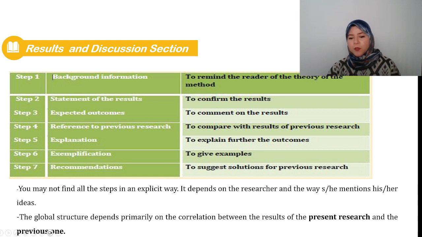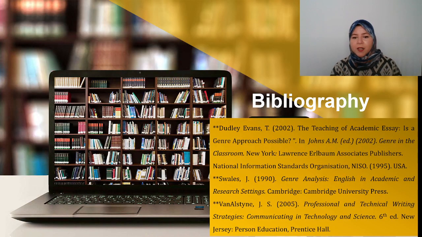It depends on the researcher and the way he or she mentions his or her ideas. The global structure depends primarily on the correlation between the results of the present research and the previous one, and this is the bibliography used to design the present course.